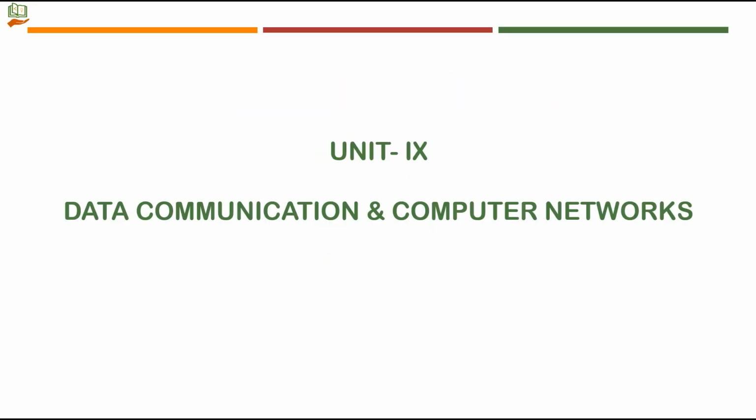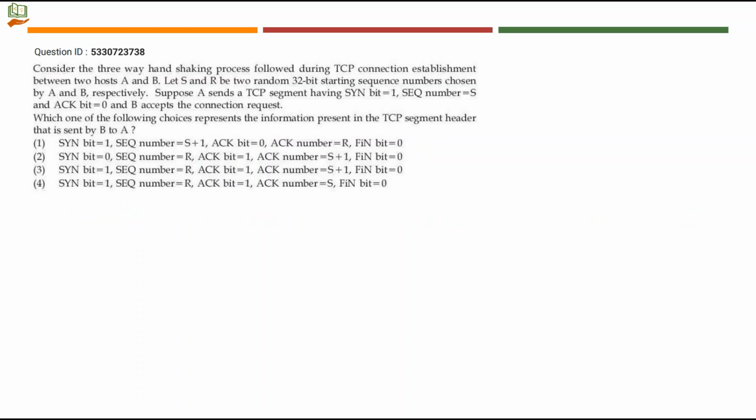Let's solve Unit 9 Data Communication and Computer Networks questions. Consider the three-way handshaking process followed during TCP connection establishment between two hosts A and B. Let S and R be two random 32-bit starting sequence numbers chosen by A and B respectively. Suppose A sends a TCP segment having synchronization bit equal to 1, sequence number equal to S, and acknowledgement bit equal to 0, and B accepts the connection request.